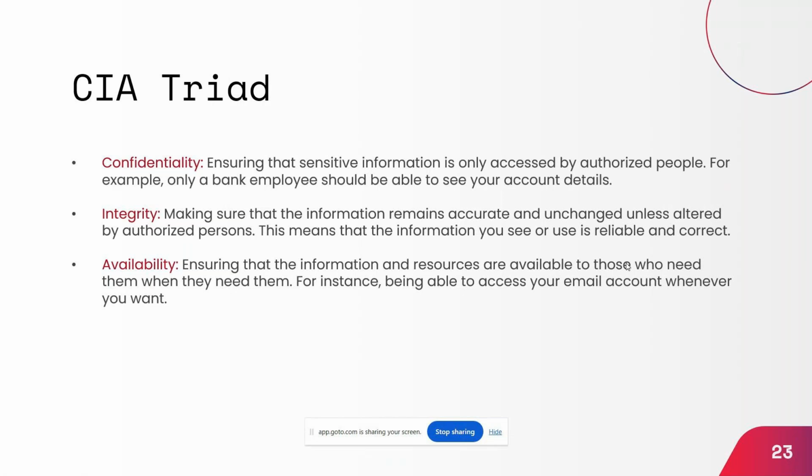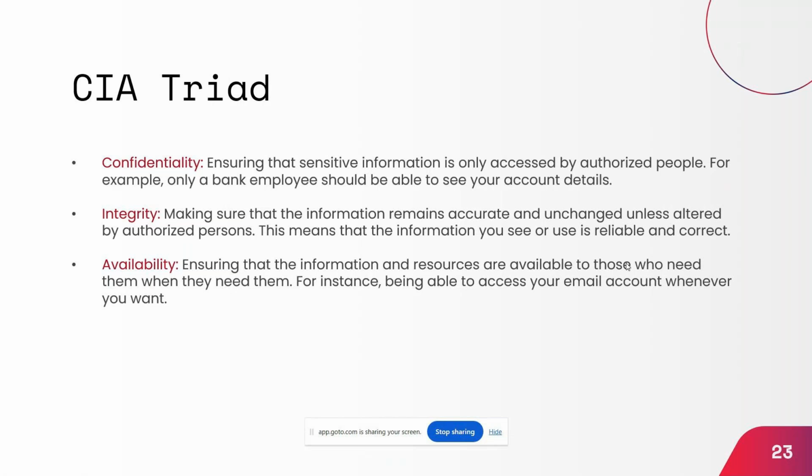We should stop this kind of unauthorized access. Only the resources you have access to, you should be able to access. But if you are accessing resources you don't have access to, there is no confidentiality, guys. Let's say you are able to see someone else's bank account details by logging in with your account. There is no confidentiality. So confidentiality ensures that sensitive information is only accessed by authorized people.